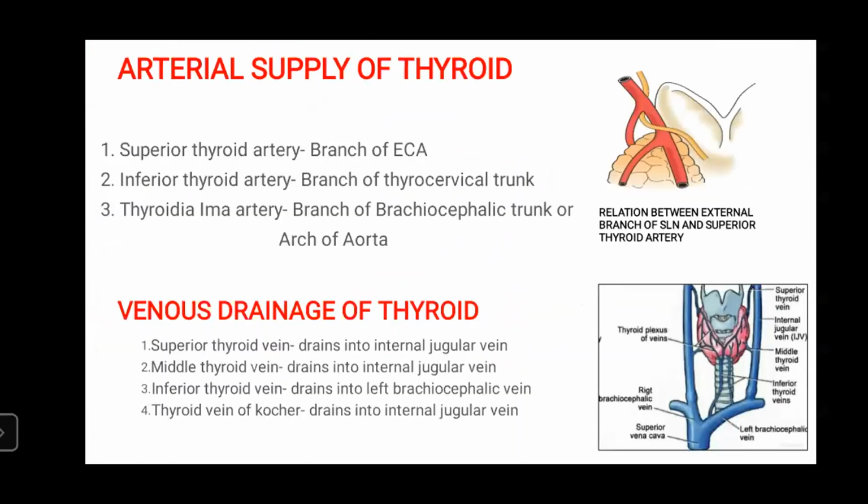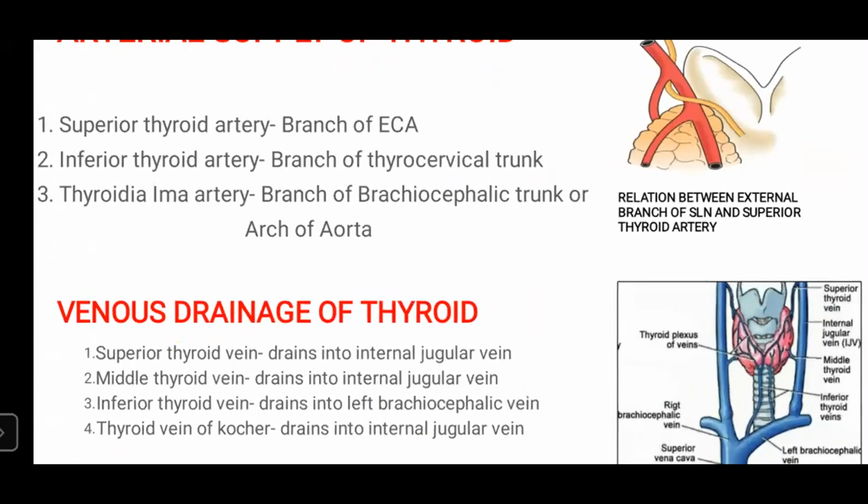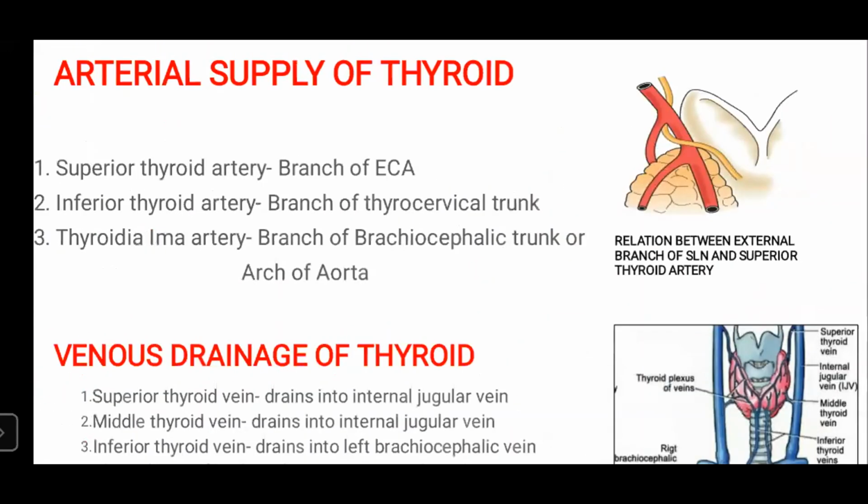Arterial supply of thyroid. The thyroid is supplied by three arteries: superior thyroid artery, inferior thyroid artery, and thyroidea ima artery. Superior thyroid artery is a branch of the external carotid artery, and it lies in close proximity with the external laryngeal nerve. Inferior thyroid artery is a branch of the thyrocervical trunk, and it lies in close relation with the recurrent laryngeal nerve. Thyroidea ima artery can be a branch of the brachiocephalic artery or arch of aorta.